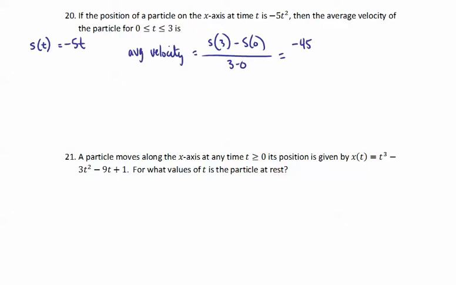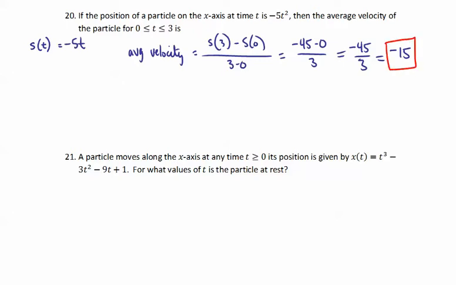s of 0 is just 0, divided by 3. And so negative 45 over 3 is negative 15. We don't have any units here, so it's just negative 15 in that case. And that's all we have to say.